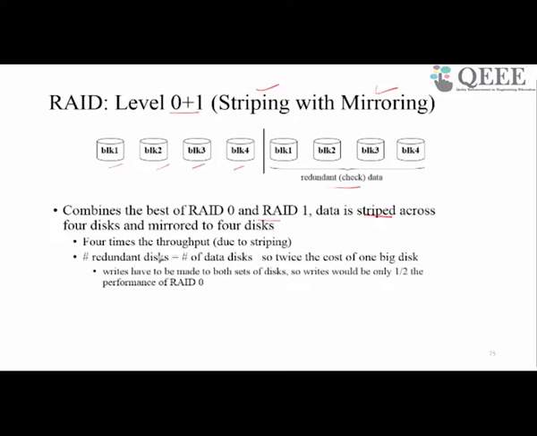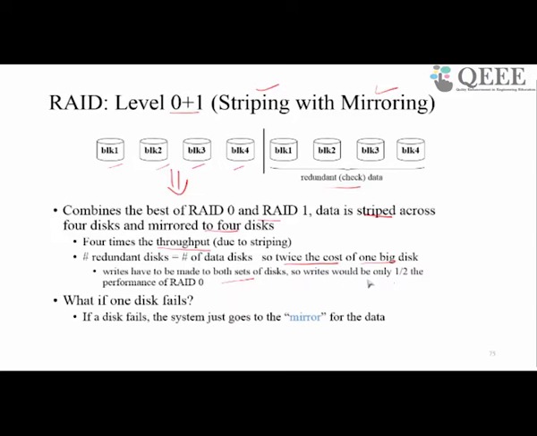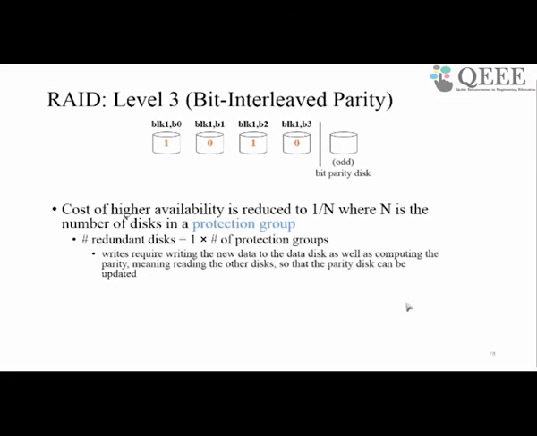Data is striped across 4 disks and mirrored also. So 4 times the throughput is achieved because of this striping. And with redundant disks, the cost is twice. But the writes have to be made to both the disks. Whenever you write here, you should also write into this one. If one disk fails, of course you have the mirror for taking the data. So this is the nature of the RAID 0 plus 1 level.